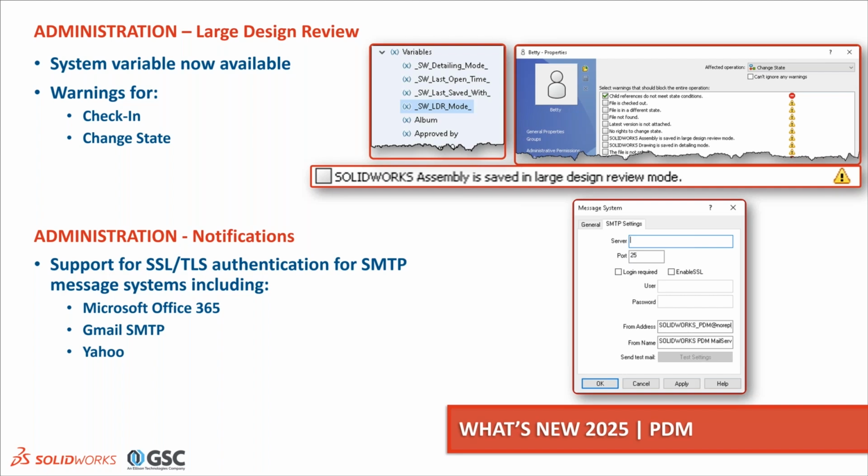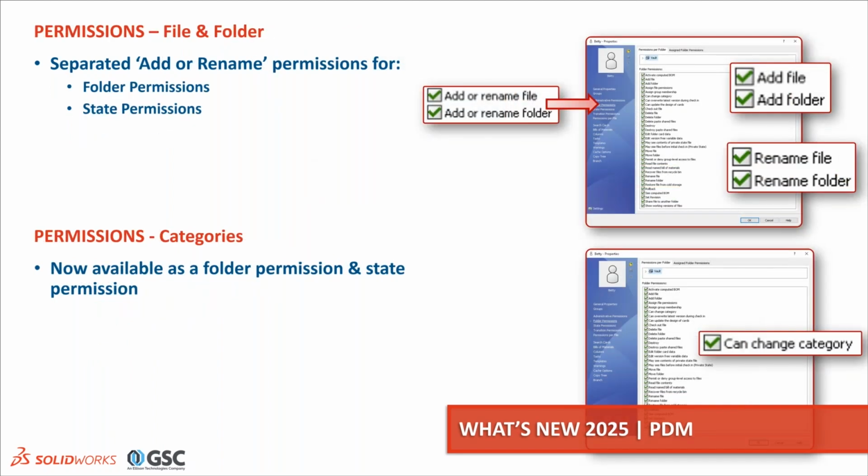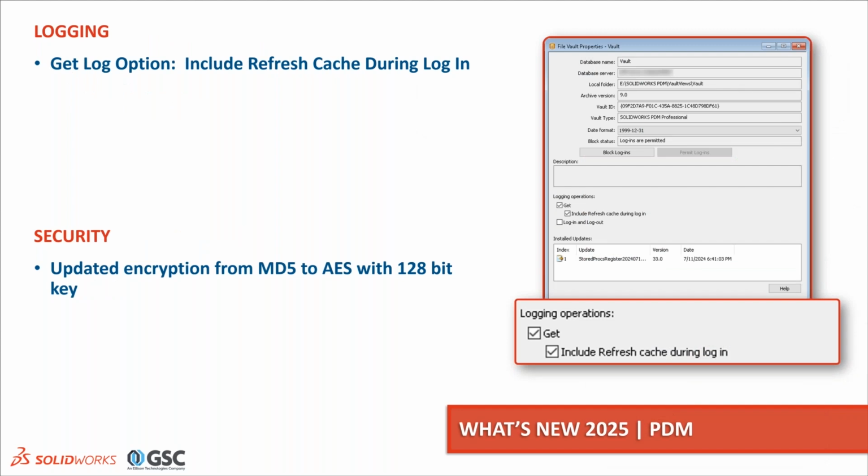And then also we now support SSL and TLS for our SMTP system. So again, like your Yahoo Mail, your Gmail, your Office 365 email. We've also separated the add or rename permissions out for folder permissions and state permissions, and we also support categories there as well. The get log option now includes refreshing the cache during login, and then we've also upgraded our security to AES with 128-bit keys, which is kind of a standard now that we're supporting.